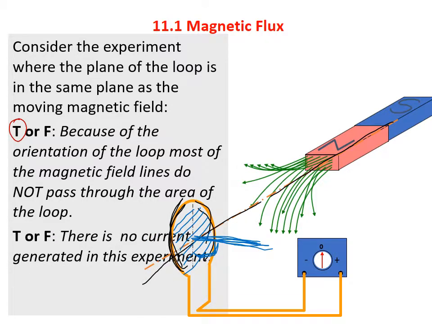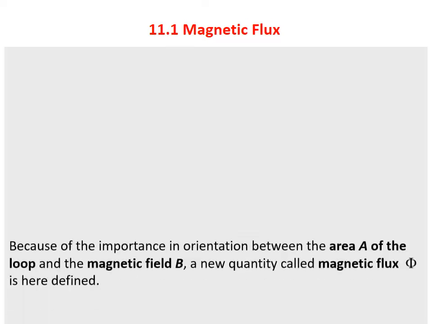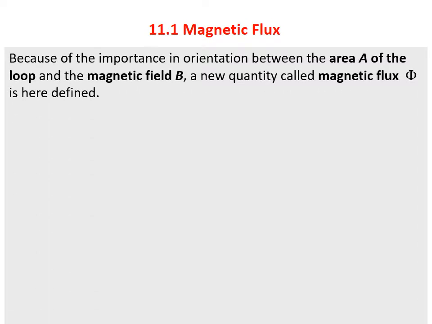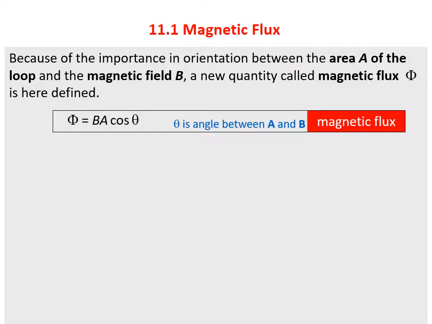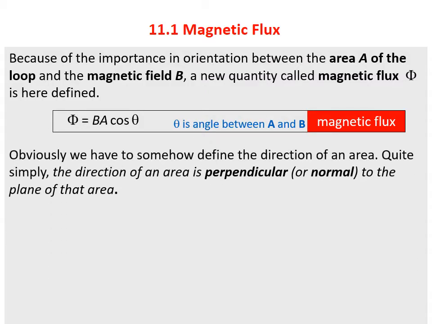So true or false, there is no current generated in this experiment. That is a definite true. There was no current generated. Because this orientation between the area of the loop and the B field is really important, this quantity called magnetic flux needs to be defined. Capital phi, the magnetic flux, equals B, the field strength, times A, the area of the loop, times cosine theta, where theta is the angle between the normal of that area and the B field.